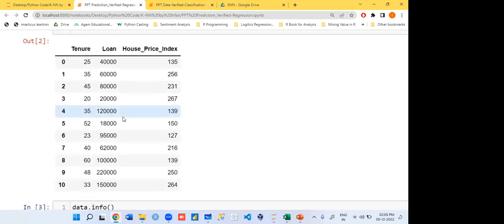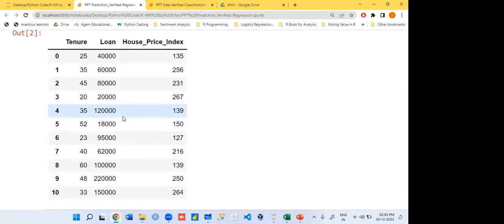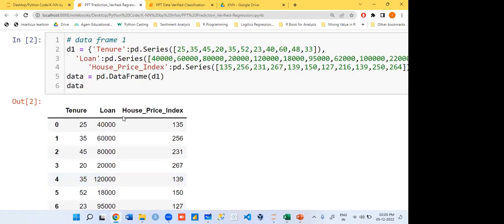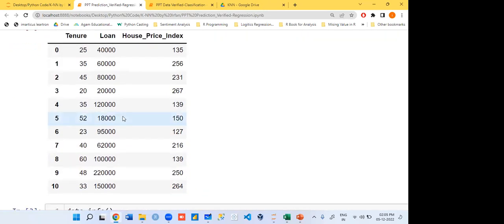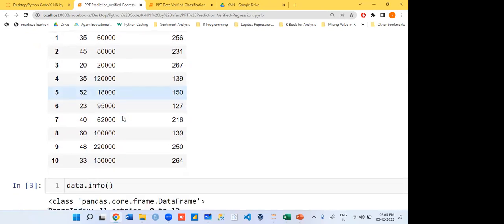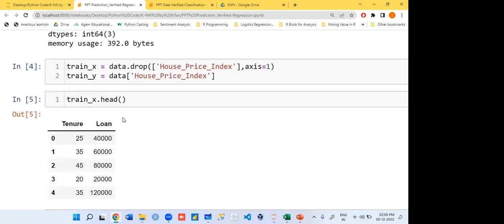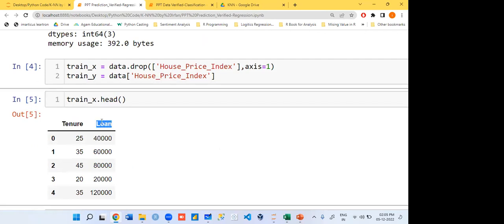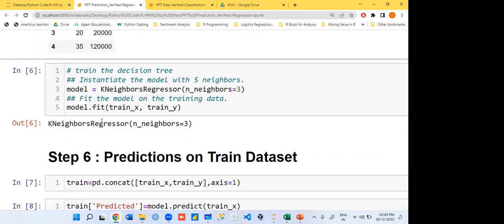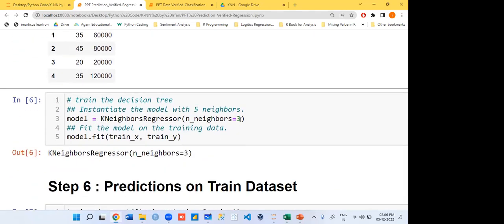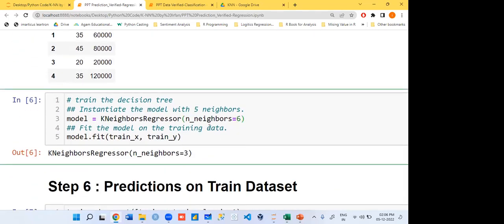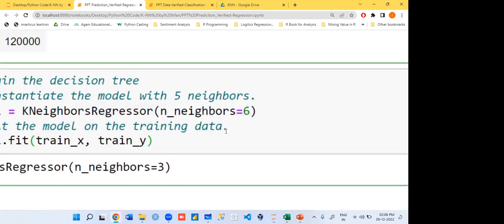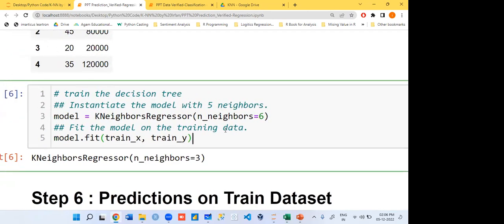Guys, compare the data. I have written manually over here. You can see. Same numbers. What is the value of K we have taken? 6. So tenure and loan is my X, and house price index is my Y. So K we have taken as 6. This 6 decided by us randomly. You are allowed to take any K value. Okay. I run this model K as 6.